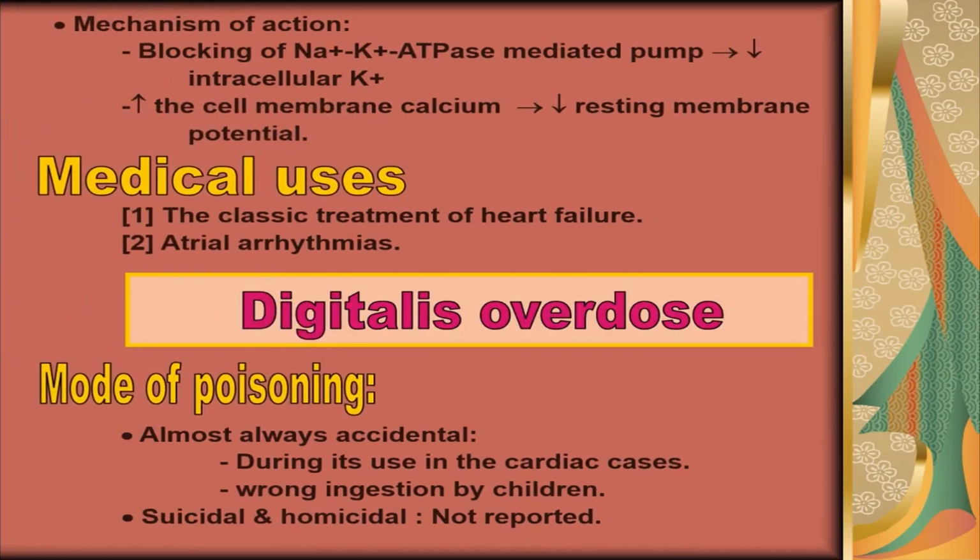Mechanism of action. Digitalis acts by blocking the sodium-potassium ATPase-mediated pump with subsequent decreased intracellular potassium. This will result in increased myocardial contractility. The other mechanism is the increased intracellular calcium with subsequent decreased resting membrane potential with increased excitability. Increased contractility and excitability are the targets of the medical uses of digitalis in heart failure.